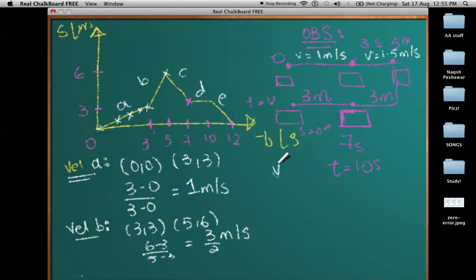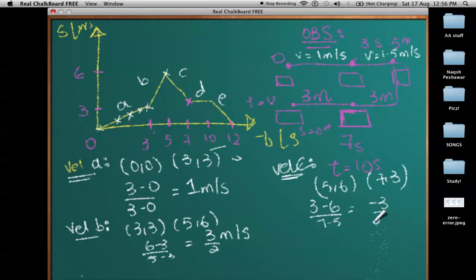Now part C, velocity at part C. Here we can expect a negative gradient because it's going from top to bottom. So let's see, this is one point, 5 and 6, the other point is 7 and 3. This makes it 3 minus 6, y2 minus y1, over the corresponding x2 minus x1, 7 minus 5. This makes it minus 3 over 2. This is a minus 1.5.